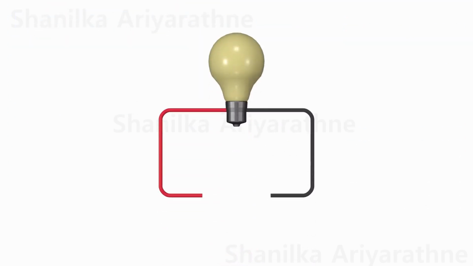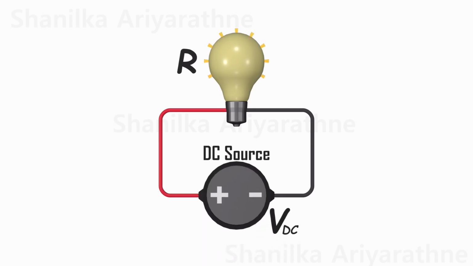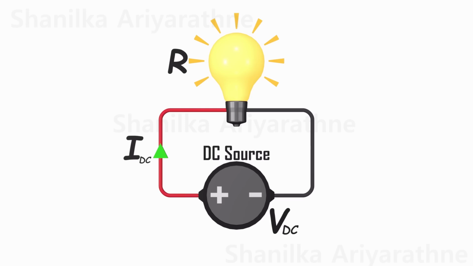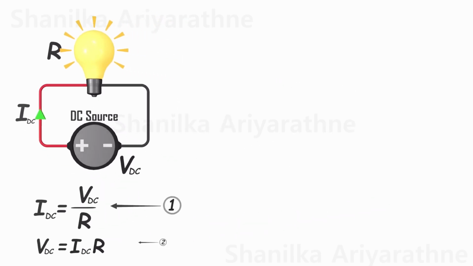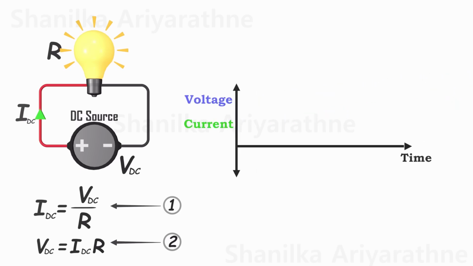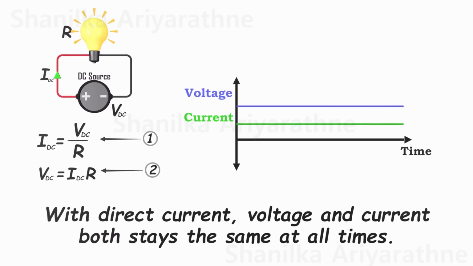Observing this basic circuit, there is a light bulb with resistance R. Once a direct current power source is connected, the bulb illuminates. To determine the current flowing through the circuit, we apply Ohm's law. Current equals voltage divided by resistance. By rearranging this equation, we can compute the voltage is equal to current times resistance. Let's assign numbers to these two equations for reference. If we create a graph depicting both the voltage and current for the bulb, it will result in a straight line. You see, with direct current, both parameters remain constant throughout.